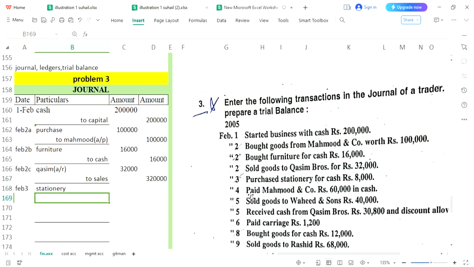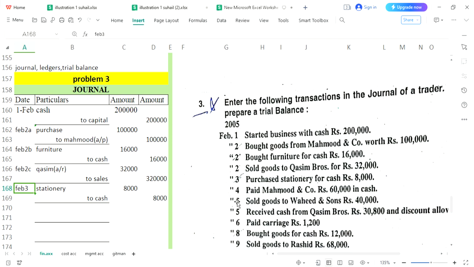Secondly, when you buy stationery, it means you are paying. After payment, your cash in hand would decrease. Cash in hand is an asset. Asset is decreasing. Decrease in asset should be mentioned on credit side. So you are supposed to write cash on credit side. Entry would be stationery to cash. How much worth of stationery have we bought on February 3rd? Worth is 8,000. So put 8,000 on debit side and the same amount you are going to put on credit side. This way, the February 3rd entry is completed, purchase stationery for cash.